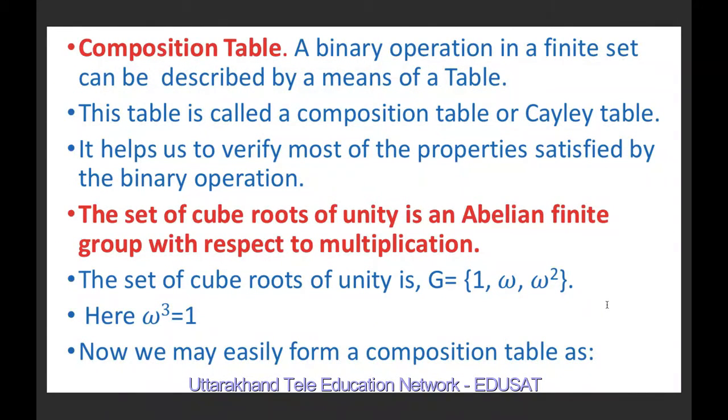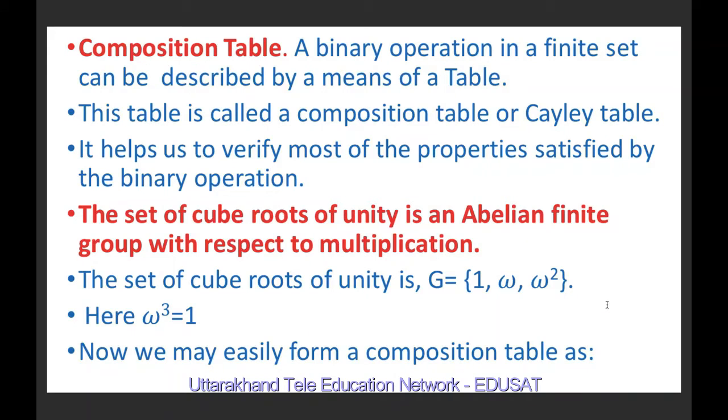Now the composition table. A binary operation in a finite set can be described by means of a table. This table is called a composition table or Cayley table. It helps us to verify most of the properties satisfied by the binary operation. Today we will use the composition table to verify whether the given set is a group or not. If it is a group, is it abelian or non-abelian? Also, we will find the order of a group in this example.